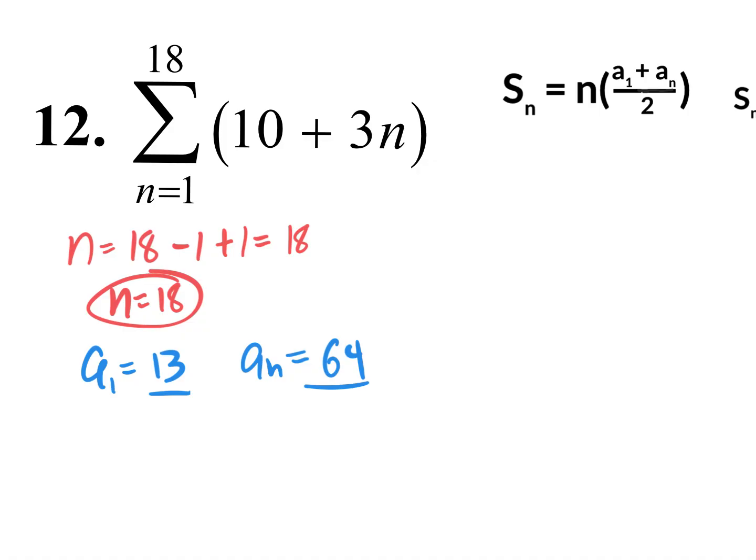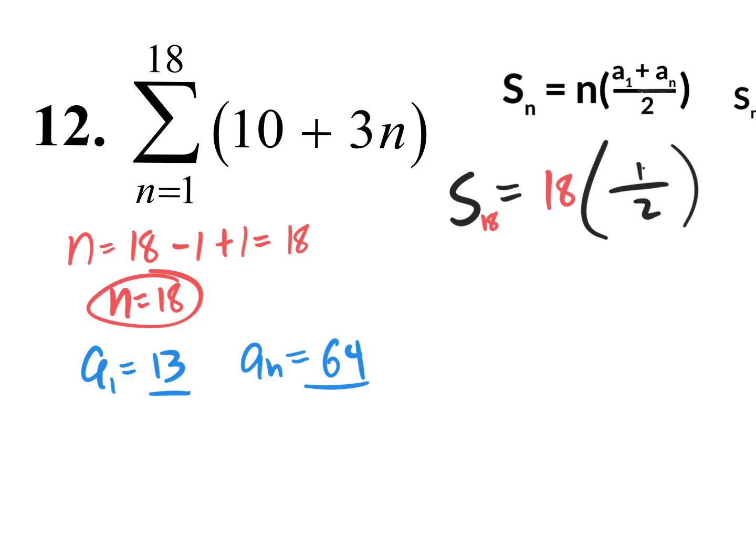Okay, so now we have the 3 things that we need for the summation formula. We know our n is 18. We know our first term, that's 13. We know our last term, that's 64. We are ready to rock. So what we have here is the summation of these 18 numbers is going to be n, which is 18, times a fraction with a denominator of 2.